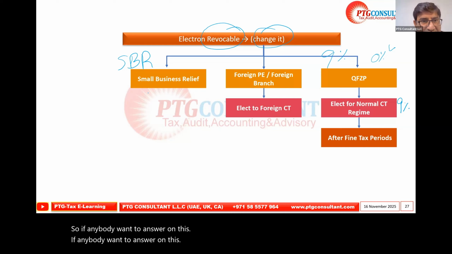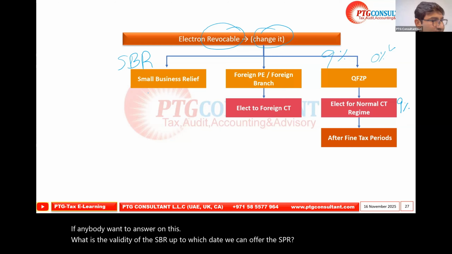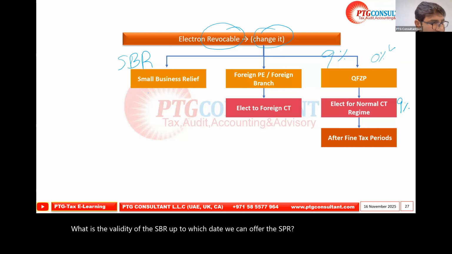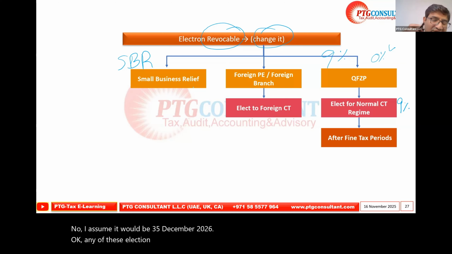What is the validity of the SPR? Up to which date can we opt for the SPR? Muhammad Asim is saying. No, Asim, it would be 31st December 2026. Anyhow, this election we understand is revocable.